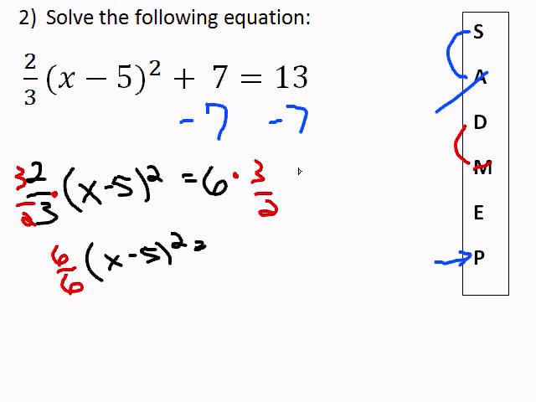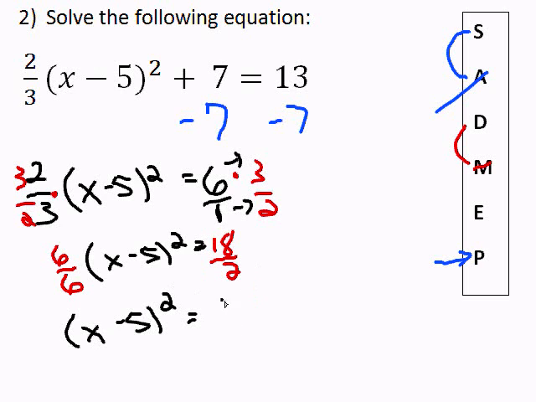Now to multiply the 6 by the negative 3/2, you have to put the 6 over 1. You multiply the top to the top and the bottom to the bottom, giving you 18 over 2. Let's go ahead and simplify that and make that look a little nicer and neater. 6 over 6 is 1, which you don't have to write. We're left with (x - 5)² equals 18 over 2 is 9.